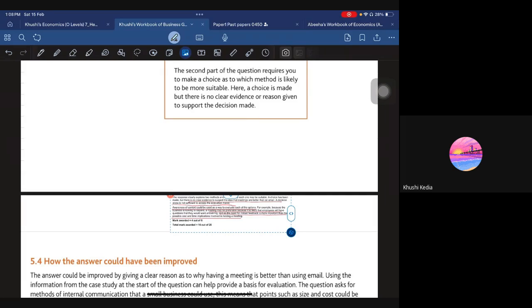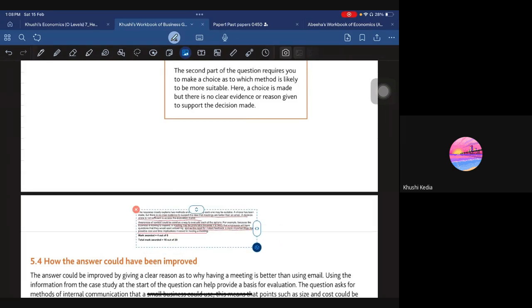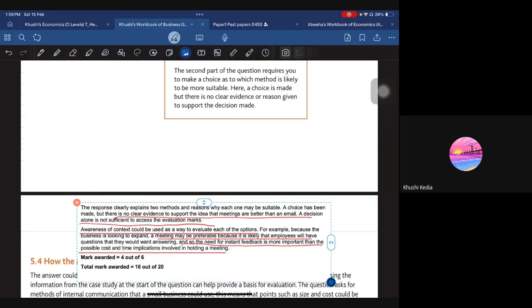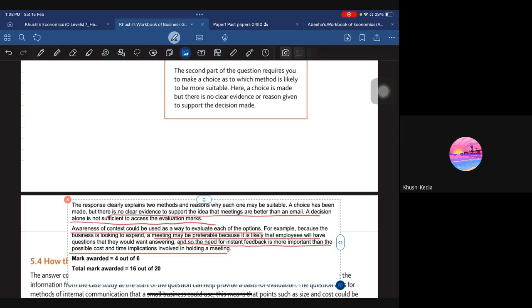Yes. Okay. If you look at this, Kushi, yes sir. He says the response clearly explains two methods and reasons why each one may be suitable. A choice has been made, but there is no clear evidence to support the idea that meetings are better than email. The decision alone is not sufficient to access the evaluation marks.